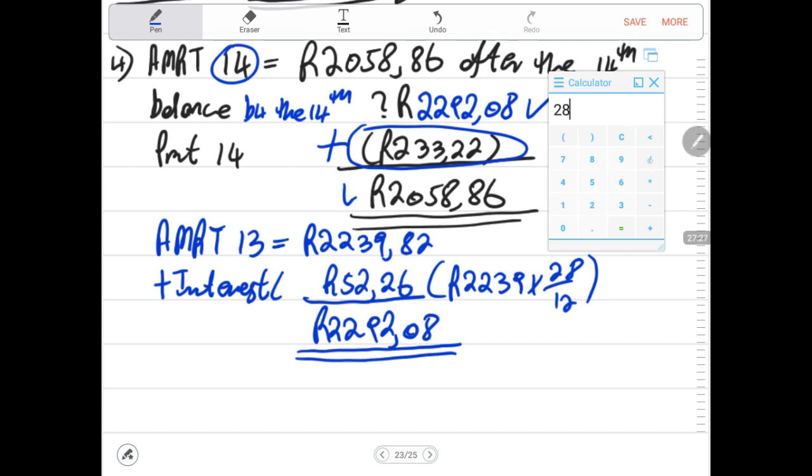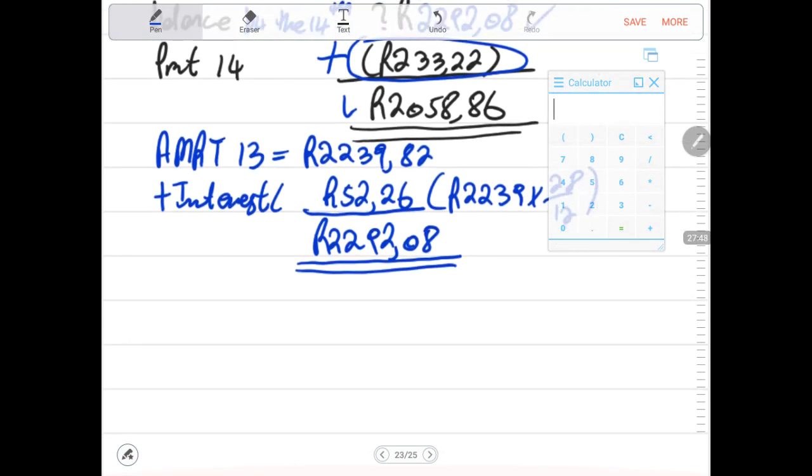Remember, this is 28 divided by 12, which is 2.33%, of which 2.33% we divide by 100 to get into decimal. Then multiply this by 2,239.82. Then you get the same 52 rand 26 cents. I explained this when we did the future value of an annuity. This was number 4. Then we go to number 5.